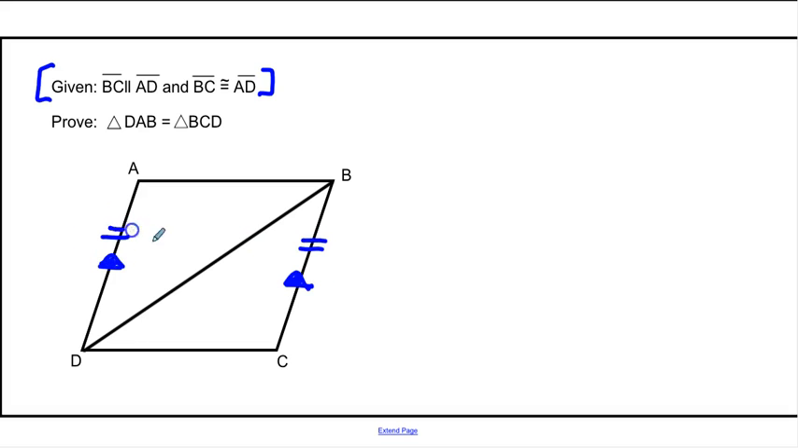All right, doesn't matter where you put them, we'll put them right there. So there's parallel and congruent. I want to prove that triangle DAB is congruent to triangle BCD. Well, let's continue marking our figure. We got the parallel, we got the congruent from the givens.